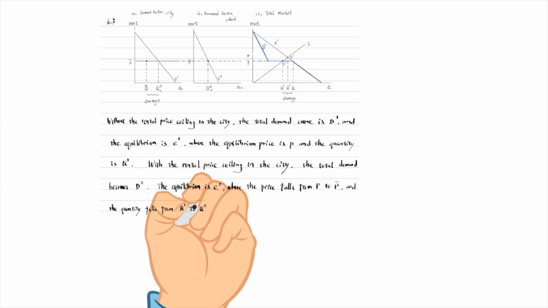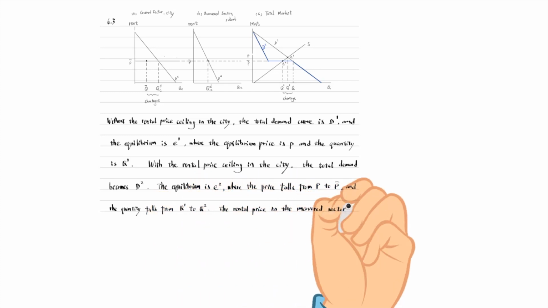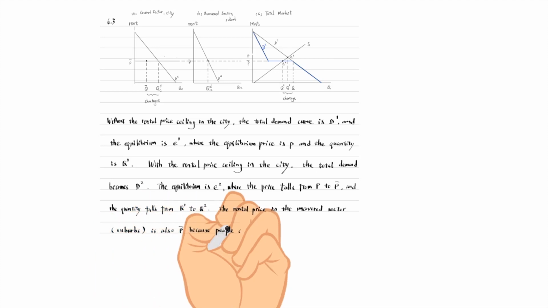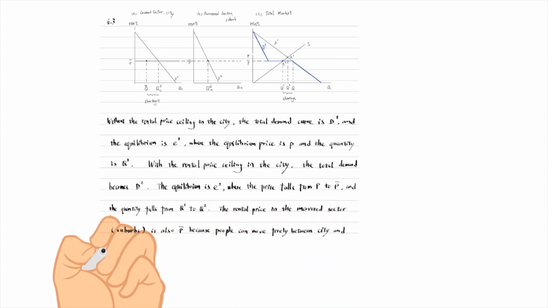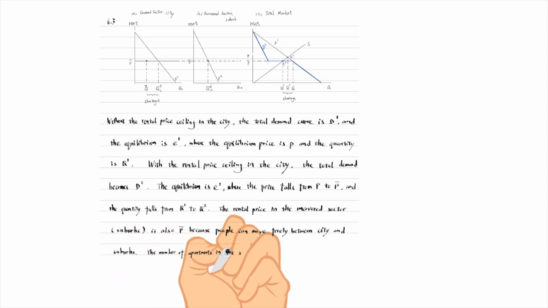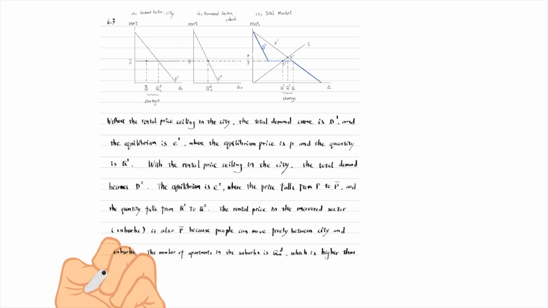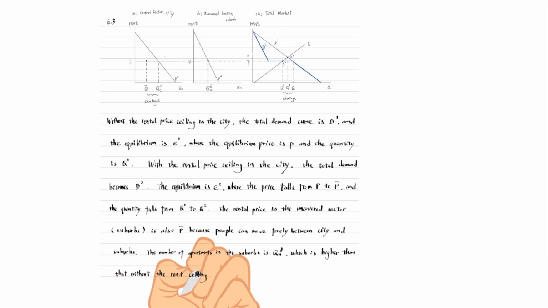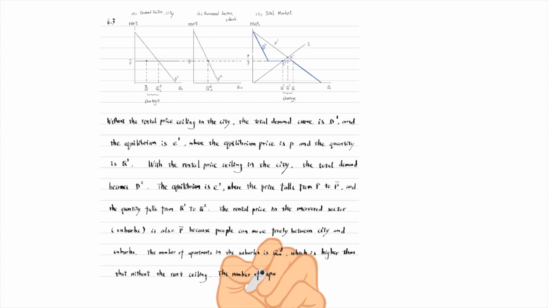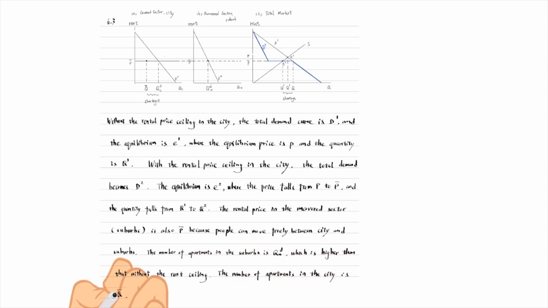The rental price in the uncovered sector is also P bar because people can move freely between the city and suburbs. The number of apartments in the suburbs, the uncovered sector, is QU bar, which is higher than that without the rent ceiling. The number of apartments in the city, the covered area, is Q bar, which is smaller than that without the rent ceiling. In a word, the rental price falls, the number of apartments in the total metropolitan area and in the city falls, but the number of apartments in the suburbs rises.